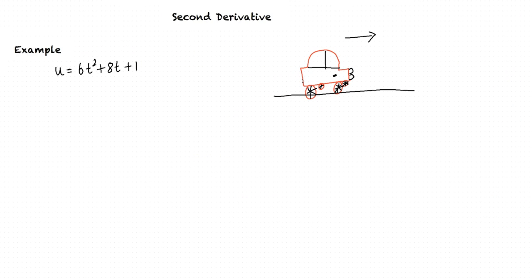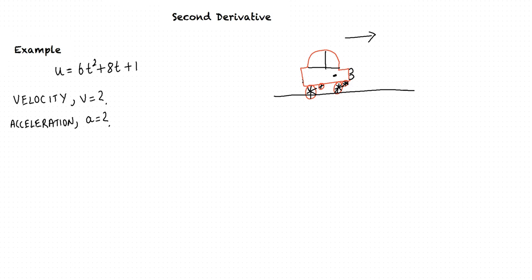Let us look at a practical example. Let us consider a car whose displacement is governed by the function u equals 6t square plus 8t plus 1, where u is the displacement and t is the time. Let us say we are required to determine the velocity and the acceleration of the car. How do we find those quantities? And how can we relate to the second derivative?